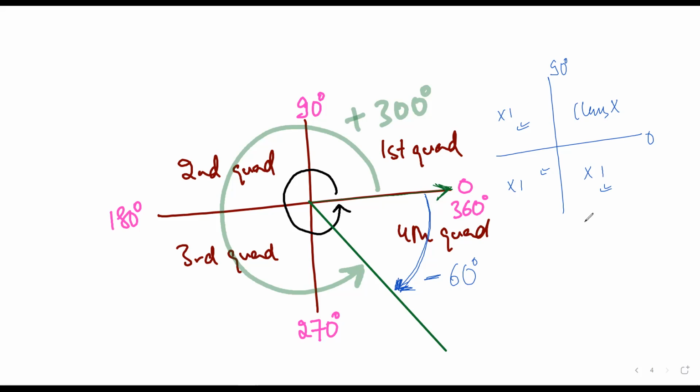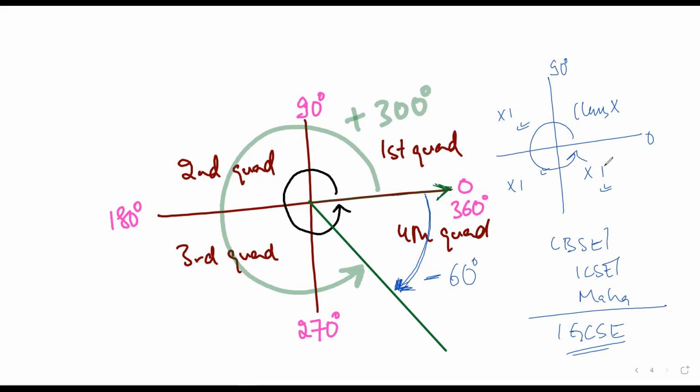And usually this is what is told to CBSE, ICSE, Maharashtra board. Now the international students, IGCSE, learn this fact in I think class 9. They are very smart in that term. They understand that the angles are from 0 to 360 in class 9 only.